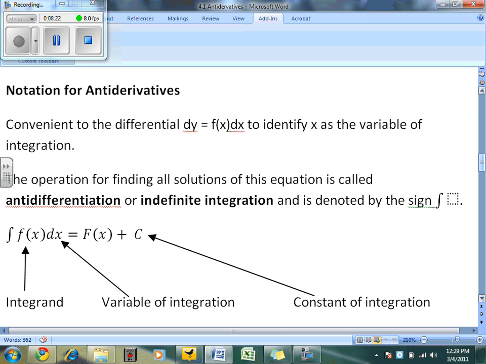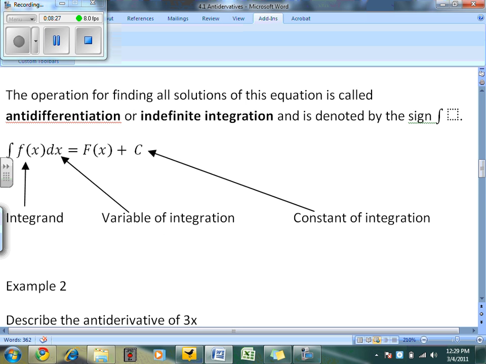All right, a little bit of vocab: the function that's getting the integral taken of is called the integrand. The variable of integration is, again, our dx, just like when we were taking the derivative. And the constant of integration we already had is always C.